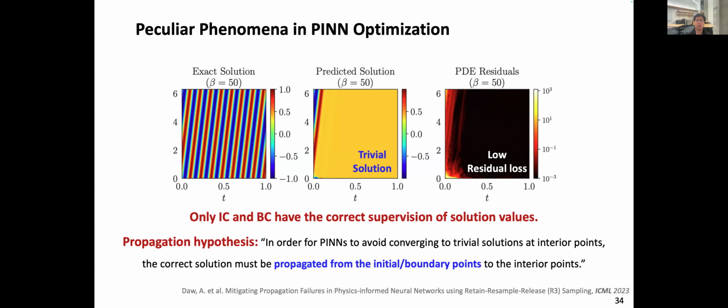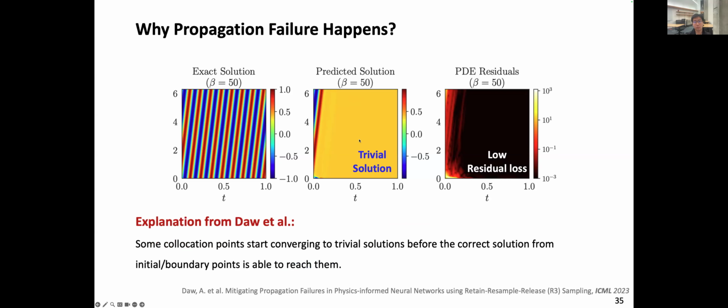And the paper proposed a propagation hypothesis, because in most cases, only the initial condition and boundary condition have the correct supervision of the solution values. They are lying here and here. So they argue that to avoid converging to trivial solutions, the correct solution must be propagated from the initial points and the boundary points to the internal space. And they give an intuitive explanation about the propagation failure. That is, some collocation points start converging before the correct solution has reached there. So this is quite an intuitive understanding and makes sense.